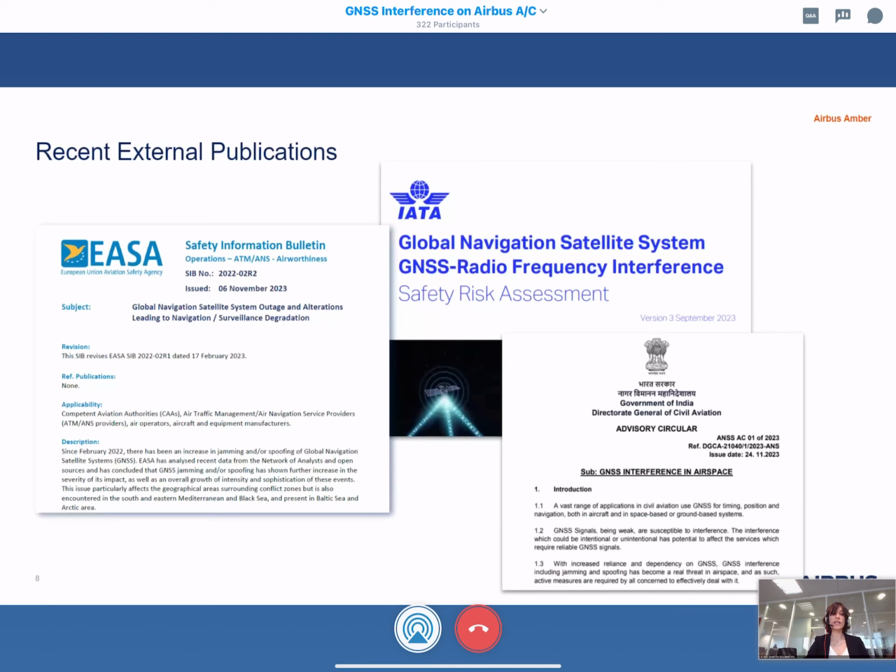International regulatory organizations are very active on the subject, with the recent publication of recommendations from the EASA Safety Information Bulletin that was updated beginning of November. Also, the DGCA released an advisory circular on the subject with recommendations. It is to be noted also that the FAA did a communication about spoofing without official publications. And finally, IATA published in September 2023 guidance and recommendations for GNSS radio frequency interference safety risk assessment.